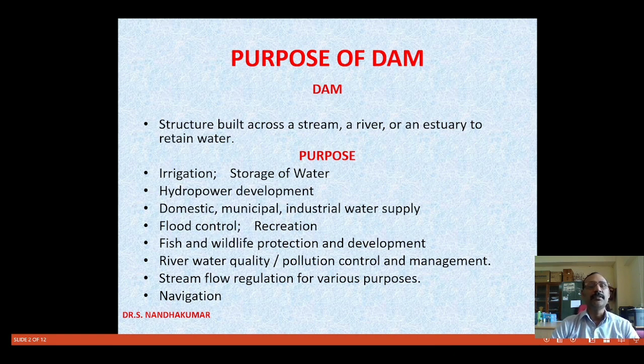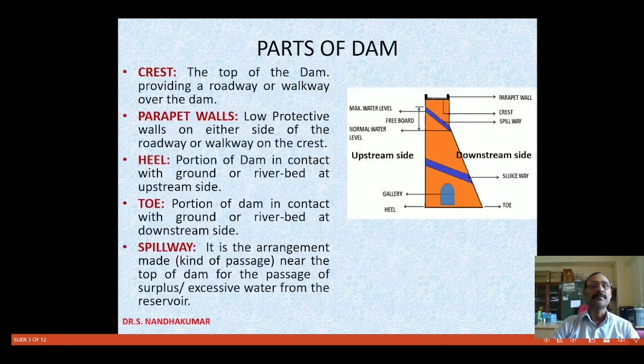Coming to the purpose, dams serve various purposes. The first is storage of water, then irrigation, hydropower development, and domestic, municipal, and industrial water supply. They play a key role in the rainy season, controlling floods, and also provide recreation. There are a number of activities. These are the main purposes of dams.